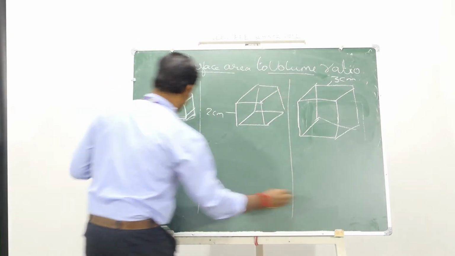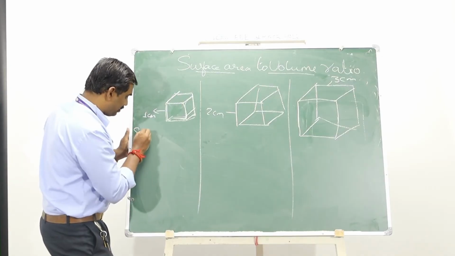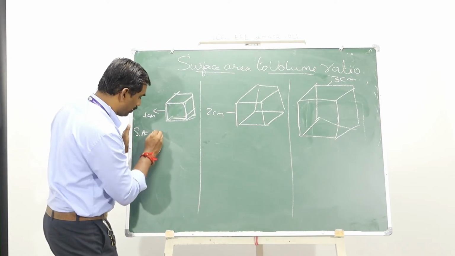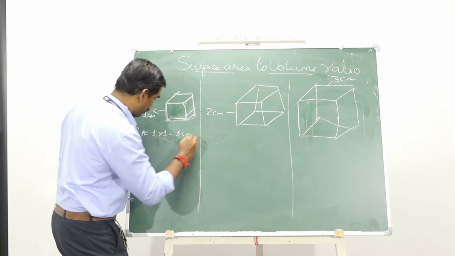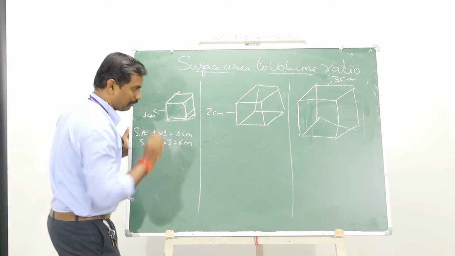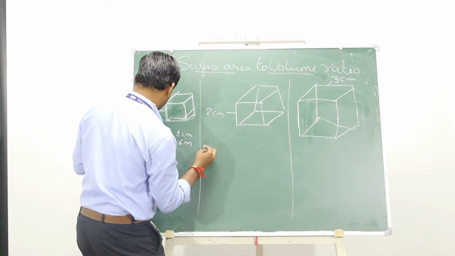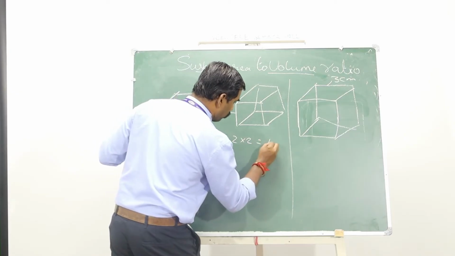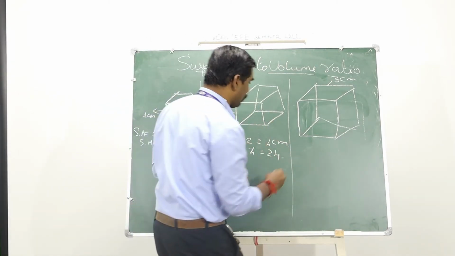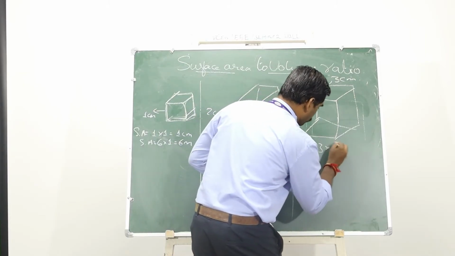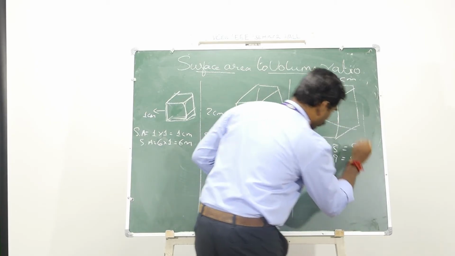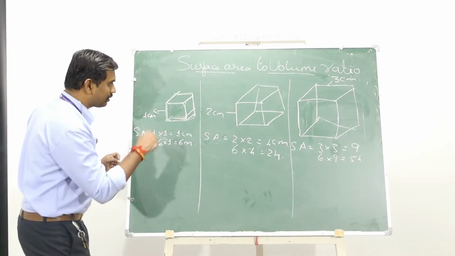Okay, let's have a revision here. So first we are going to calculate surface area. A cube has 6 sides in total. The first side surface area is, since it is 1 centimeter, 1 into 1 is equal to 1 centimeter, and it has 6 sides. So 6 into 1 is equal to 6 centimeter. Surface area is 6 centimeter. Similarly, for the 2 centimeter cube, the surface area is 2 into 2 is equal to 4 centimeter, and has 6 sides. So 6 into 4 is equal to 24 centimeter. And for the 3 centimeter cube, surface area is equal to 3 into 3 is equal to 9, and 6 9s are 54 centimeter in total.